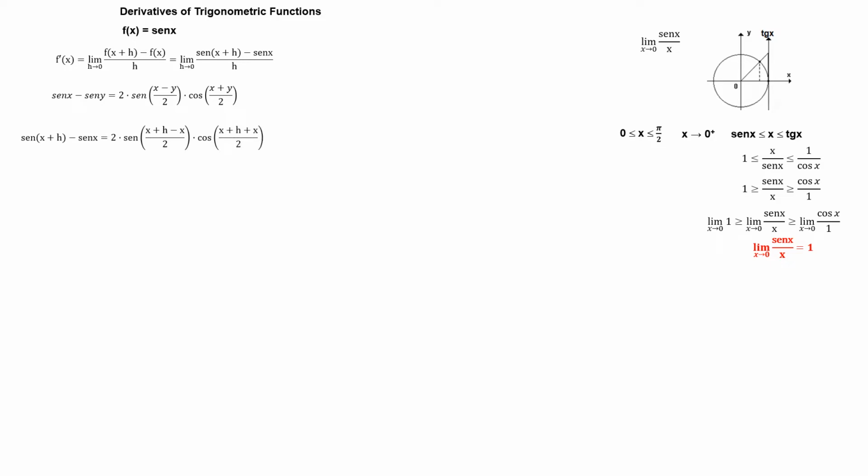To find the derivative of the sine function, we use the basic definition of the derivative. We now use the following trigonometric identity. We divide the numerator and denominator by 2. We now use the limit on the side to get the derivative of the sine function.